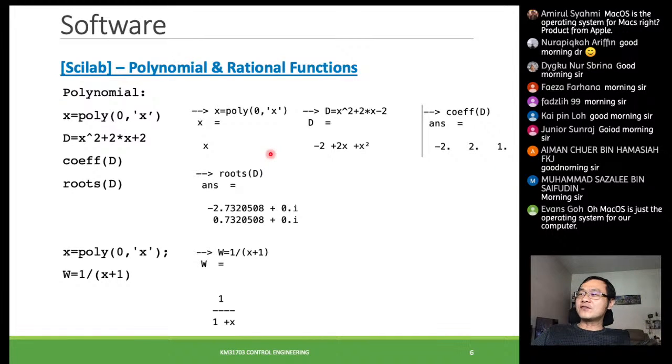Also you can solve this polynomial quickly by typing root, bracket, your polynomial. It will display the answer. Since this is a second order polynomial, it will generate the answer for you. The roots for this polynomial would be this and this. Hopefully it's correct. You can double check by using your knowledge of mathematics and check it out.